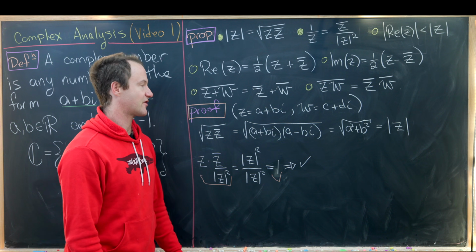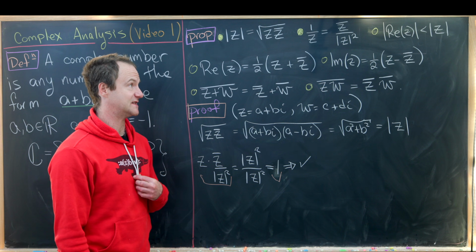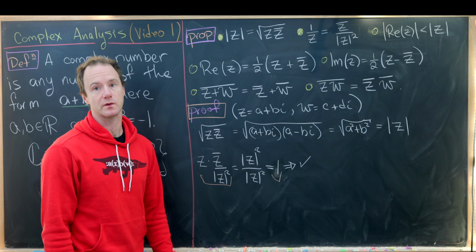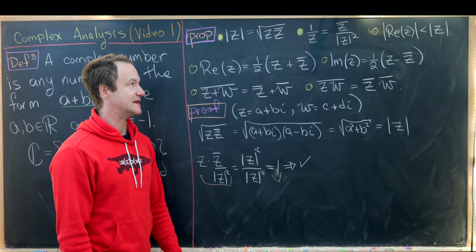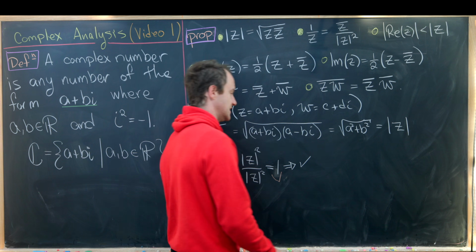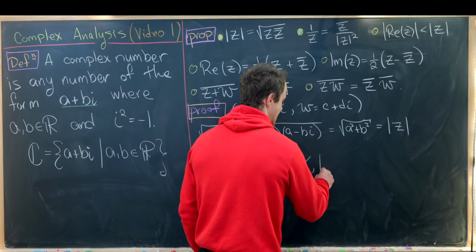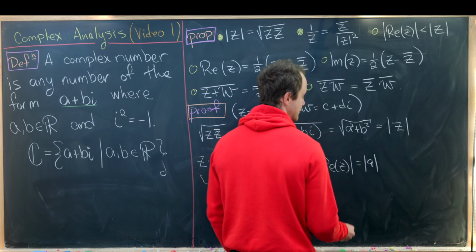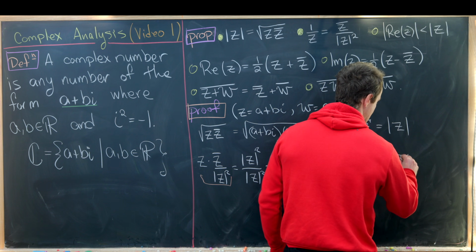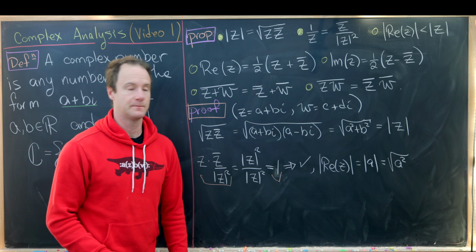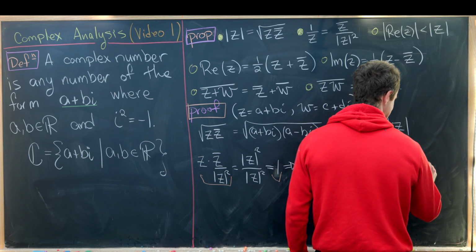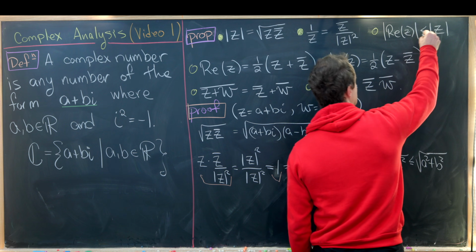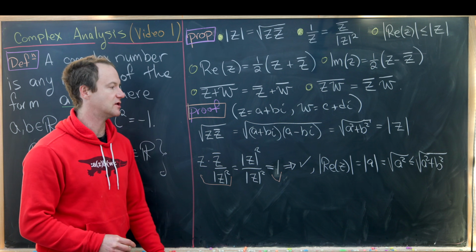Now let's move on to this third one, proving that the absolute value of the real part of z, given that that's a real number, is less than the modulus of z. Okay, so let's notice that the absolute value of the real part of z is exactly the absolute value of a, but that's exactly the square root of a squared. Okay, but now that's less than the square root of a squared plus b squared. I guess I should have a less than or equal to there because the imaginary part of z could be 0.